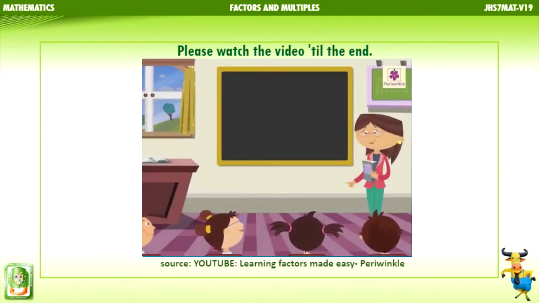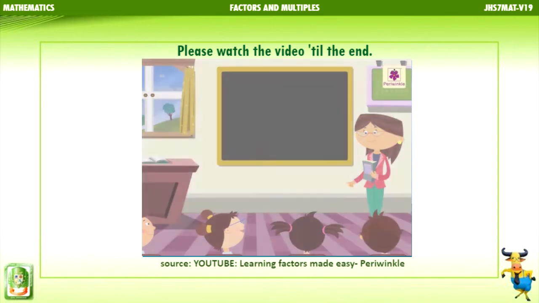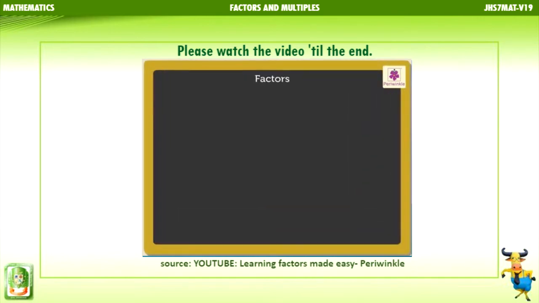Today, we will learn about factors. First, let us understand what we mean by the factor of a number. Let us take the number 12. To begin with, let us find out the pairs of numbers that give 12 as their product.